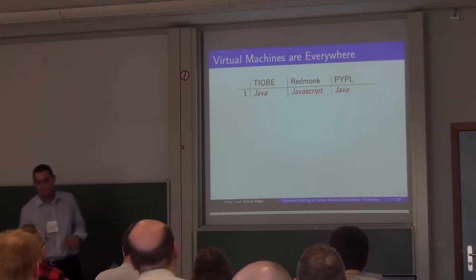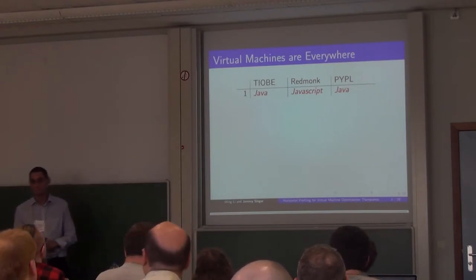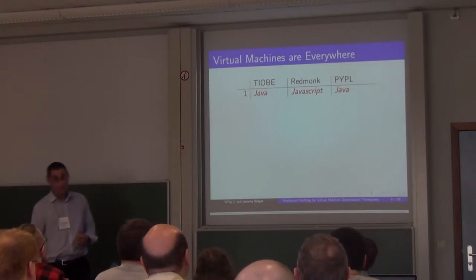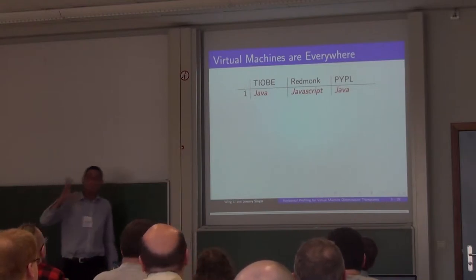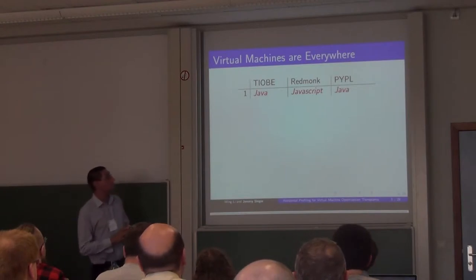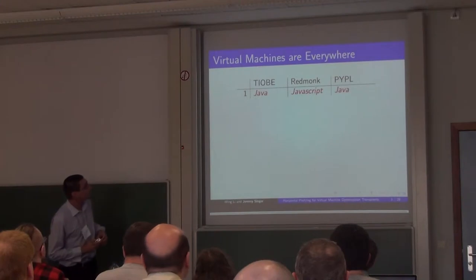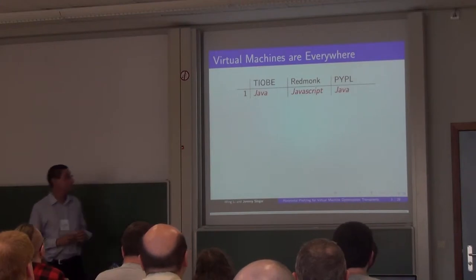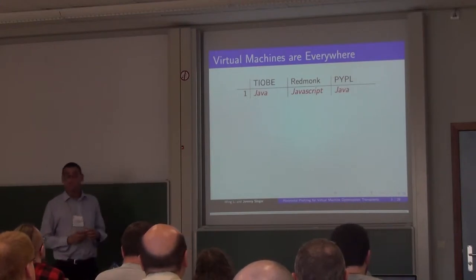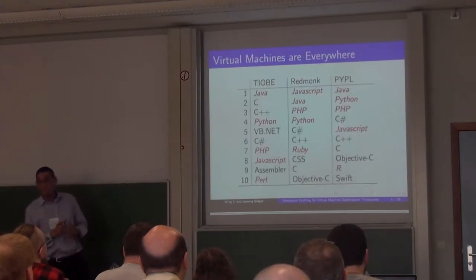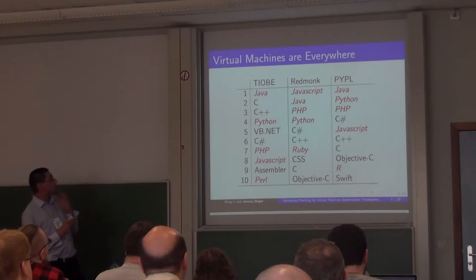Let's have a look at programming language popularity rankings. So I went to your three favourite programming language popularity websites and found out that the number one language in the most recent ranking of each of these websites is indeed a kind of virtual machine-based language, possibly Java or JavaScript. And if you look at the top 10 languages for each of those, quite a few of them are virtual machine-based languages.